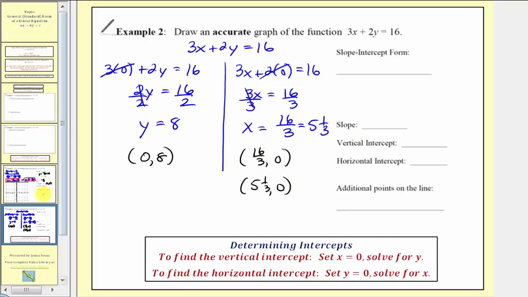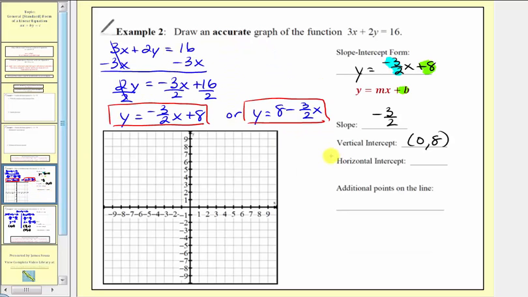So going back to our previous slide, again, we already know the vertical intercept is 0, 8, and we just found that the horizontal intercept is 16 thirds, 0, or if we want, 5 1/3, 0. Here we're asked to determine additional points on the line, but we'll do this after we graph our line. So to graph the line, we'll use a point and the slope. So let's use the vertical intercept as our point. So we'll plot the point 0, 8, which is here, on the vertical axis.